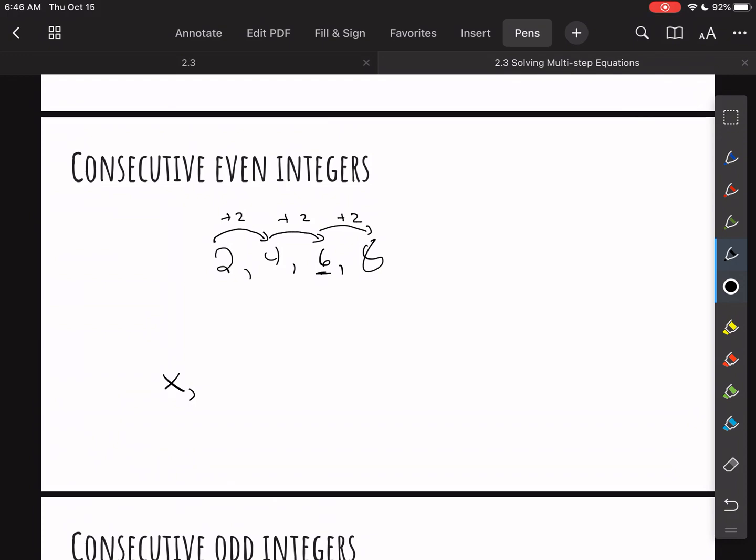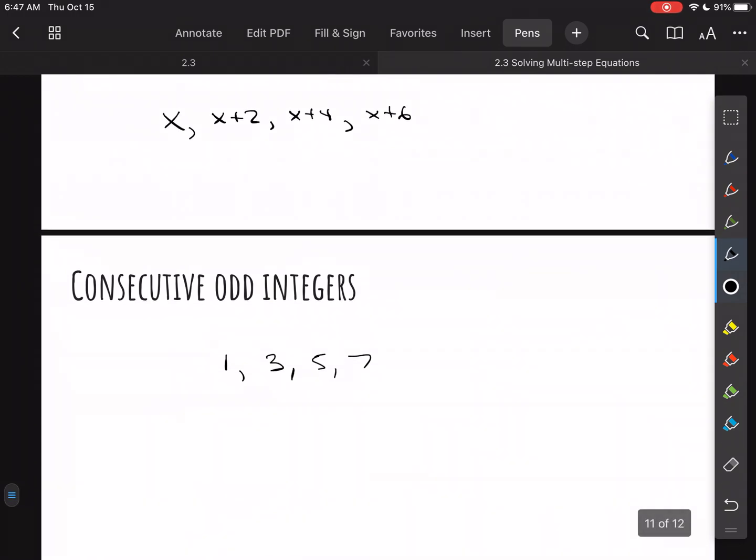So if my first integer is x, and I'm looking at consecutive even integers, my second one would be x plus 2, right? My third one would be x plus 4, because from here to here we added 4. From here to here we would add 6, so this would be x plus 6. Same deal for odds, right? If I have an odd integer, x, the next odd integer would be x plus 2. The next one would be x plus 4. The next one would be x plus 6.